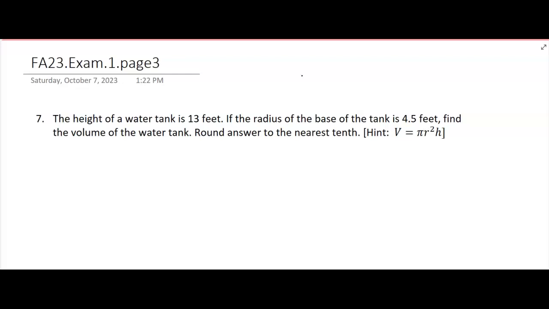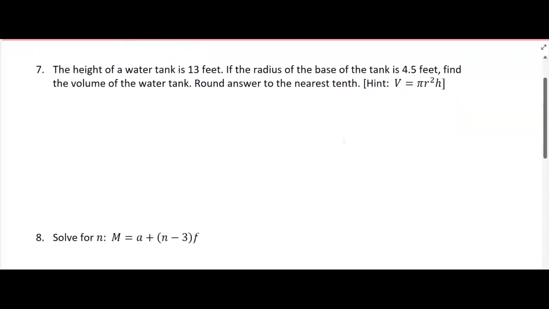Okay, so page 3. The height of a water tank is 13 feet. If the radius of the base of the tank is 4.5 feet, find the volume of the water tank. Round answer to the nearest tenth. So you really don't have to draw a picture, but you can. So here's a tank, pretend.